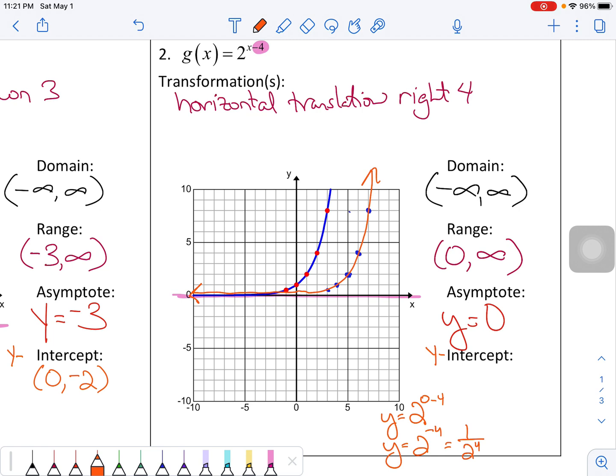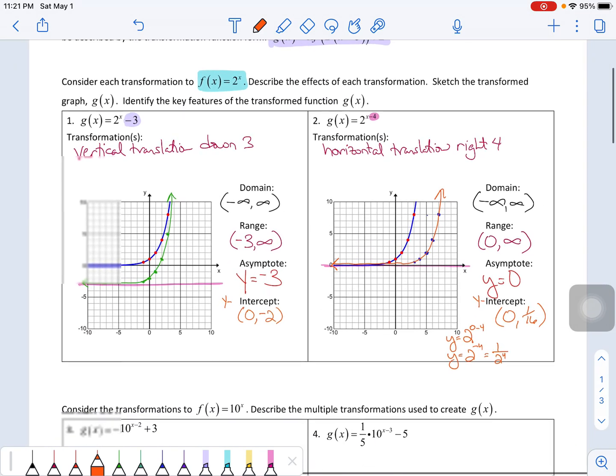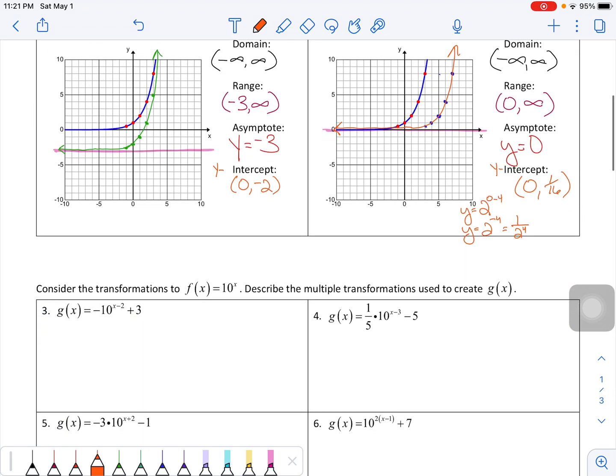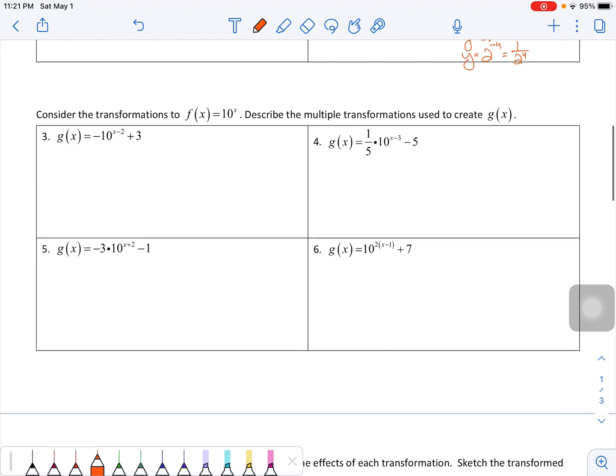Now, let me do a quick check in my head. 2, 4, 8, 16. So my y-intercept would be for my x value of 0, right? We used 0 and replaced x with 0. And then 2 to the 4th is actually 16, so this would be 1 over 16. Now, you could throw that in a calculator and get the decimal equivalent. Totally fine. All right, so that's problems 1 and 2, where we're actually identifying our transformations and then graphing some stuff. Let's slide on down to 3 through 6.